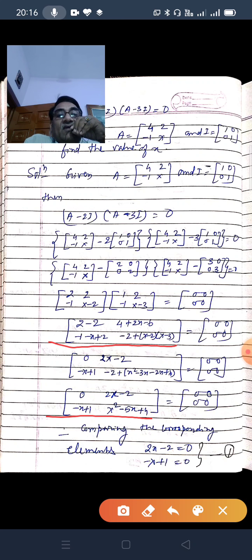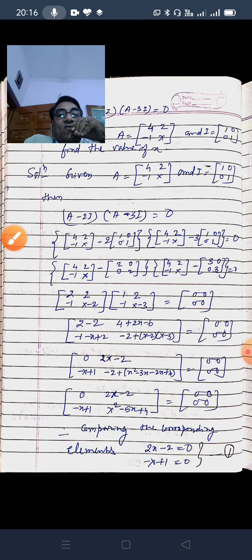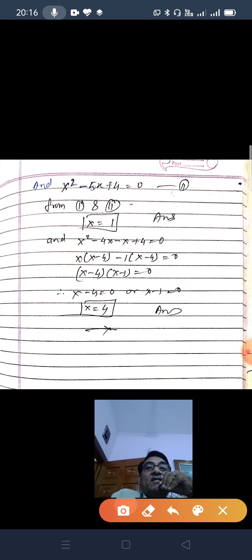After comparing the elements of both matrices, you will get some equations, and you find out the value of x. You see 2x minus 2 is equal to 0, and minus x plus 1 is equal to 0. On simplification, from these two results, x is equal to 1. And another one, a quadratic equation is there, x square minus 5x plus 4 is equal to 0, and it will be simplified. When you simplify, you will get x minus 4, x minus 1 is equal to 0. So x is equal to 4 and x is equal to 1. This is the answer.